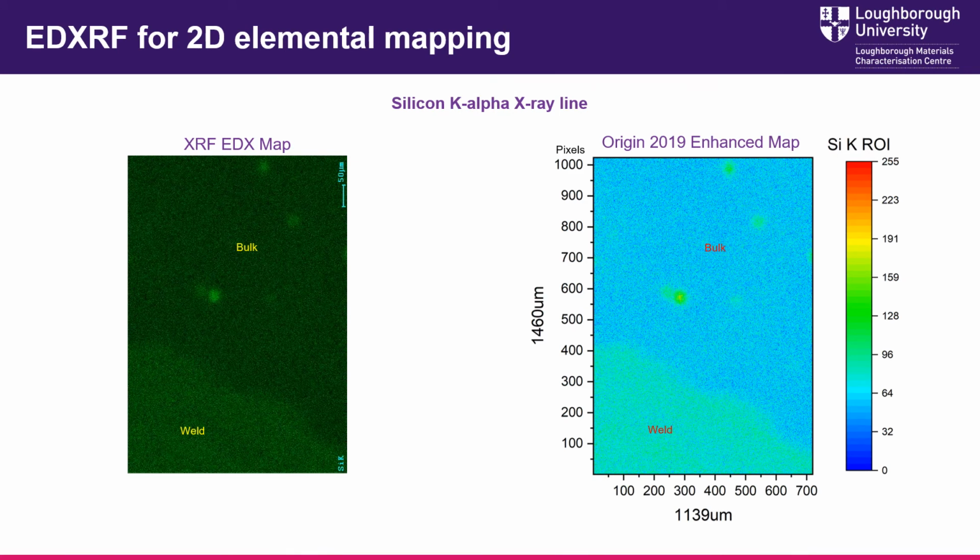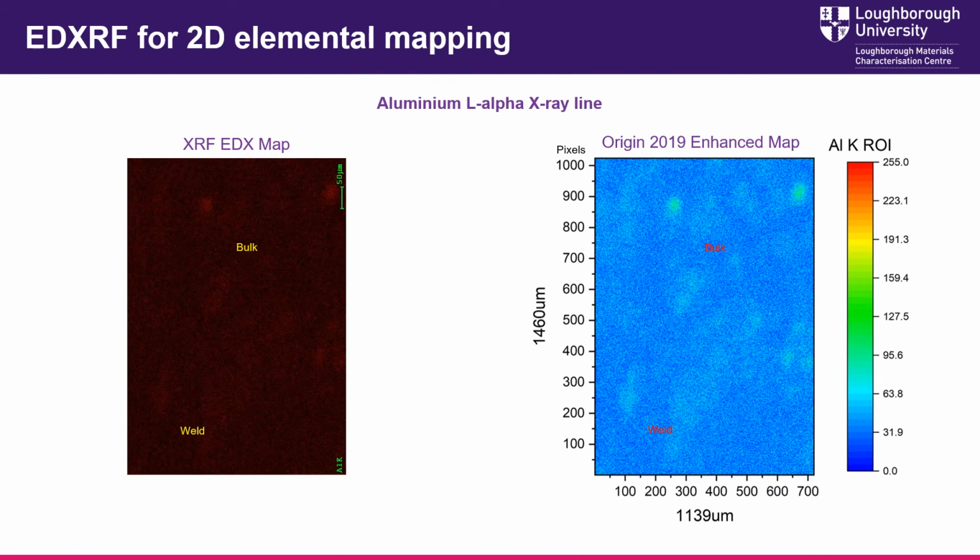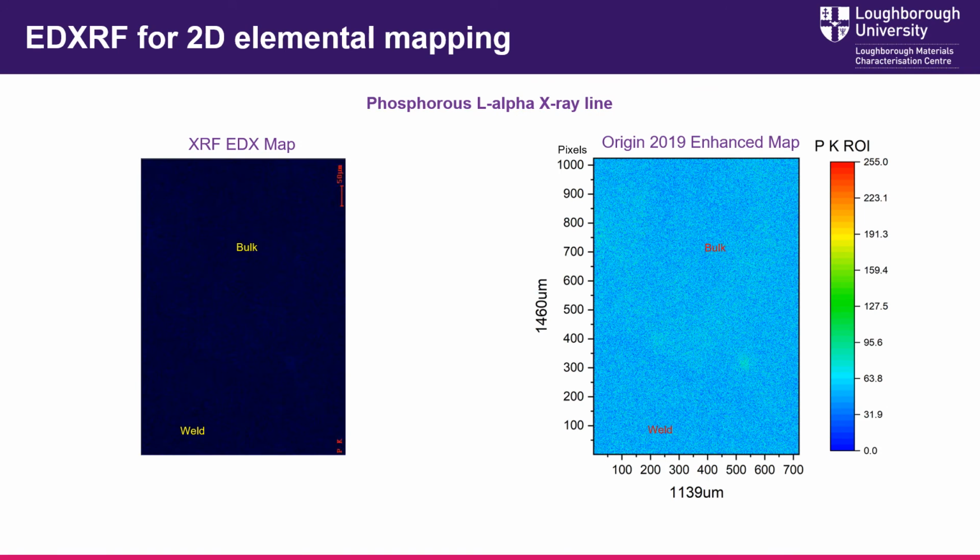Silicon clusters are shown in the bulk region, while silicon is greater in quantity in the weld region. Aluminium is generally homogeneous across the weld-bulk region, but saying that, there are some clusters of concentrated aluminium. And finally, phosphorus, which is also homogeneous across the weld-bulk region.